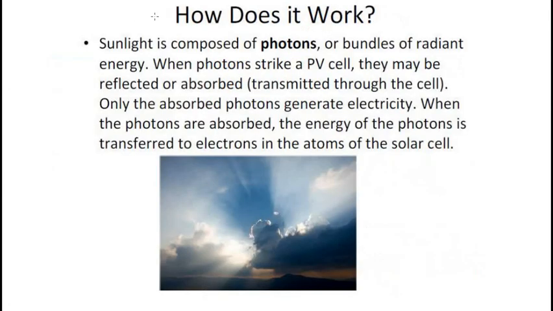Now, how does it work? The sunlight is composed of photons or bundles of radiant energy. When photons strike a PV cell, they may be reflected or absorbed or transmitted through the cell. Only the absorbed photons generate electricity. When the photons are absorbed, the energy of the photons is transferred to electrons in the atoms of the solar cell.